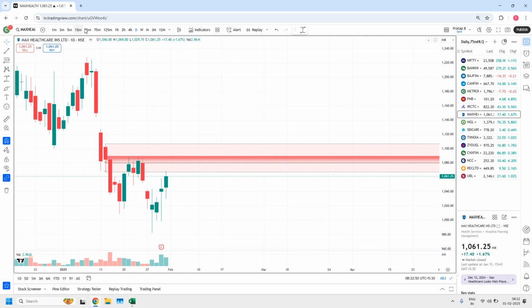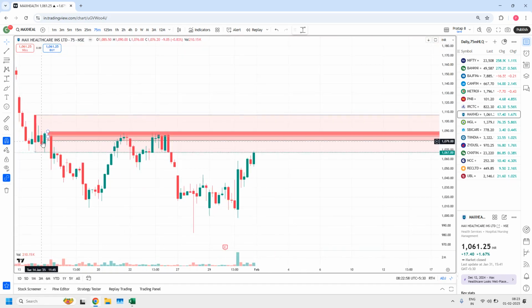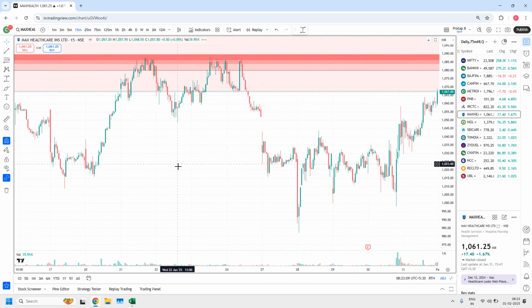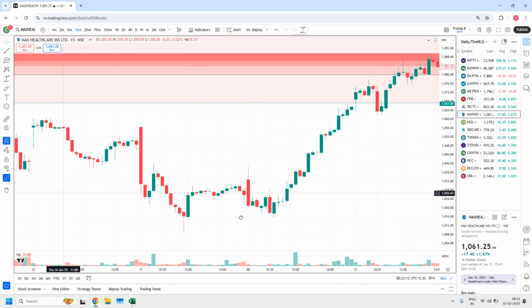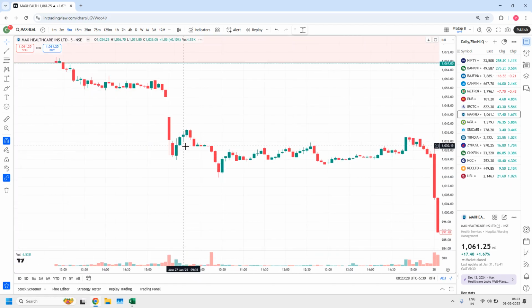How we fine-tuned this Max Health, I don't know if I explained earlier or not. Go to the 75 minute time frame. Here you have a rally base drop. Within this 75 minute zone, again we have a 15 minute zone. Look into the 15 minute zone. This is not a great leg-in, but okay, and a base candle and a drop candle. And within this 15 minute zone, we have a perfect 5 minute zone.